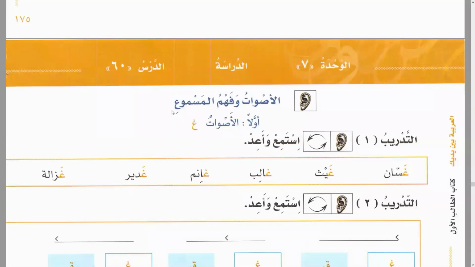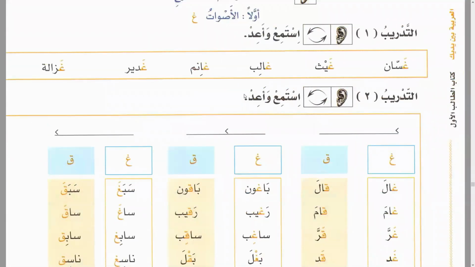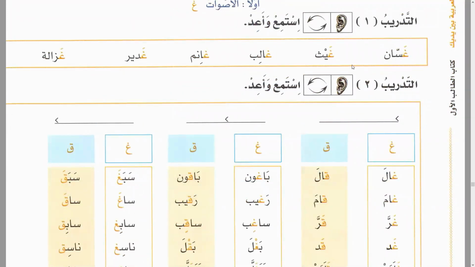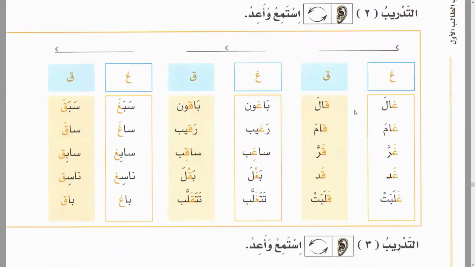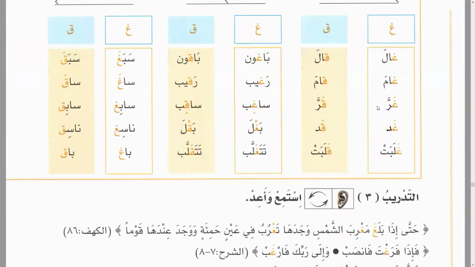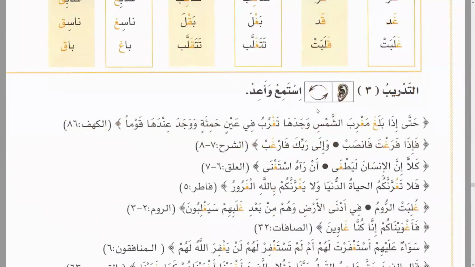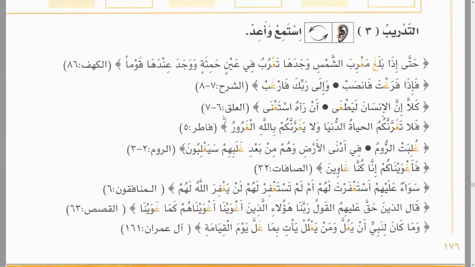Next, al-aswat wa fahm al-masmu'. These are just for ghain and qaf: ghain, ghassan, ghayt, ghalib, ghanim, ghadir, ghazala, ghala, qala. This is ghain and qaf. Ghama, qama, gharra, qarra, saqib, ghad, khad, qalabat, taghallab, taqallab. Just for pronunciation purposes. And similarly, we have some verses as usual.